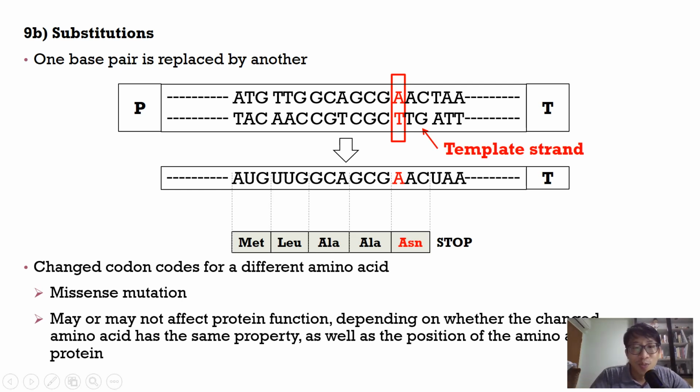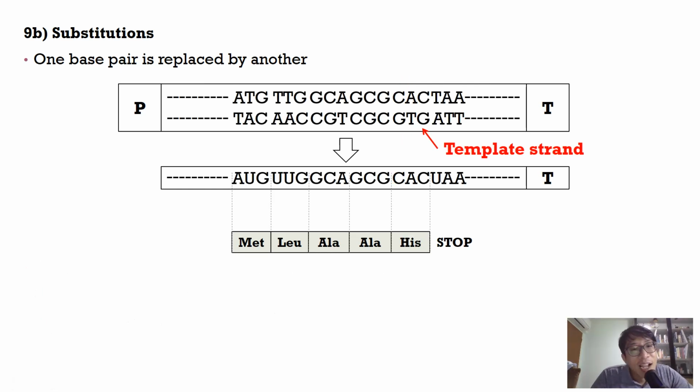So there are scenarios when a change in one amino acid may change the shape and function of the protein, but of course there are scenarios where there's no change, so the protein still functions normally even though there's a change in one amino acid. So this may or may not affect protein function. Okay, and this is a missense mutation.